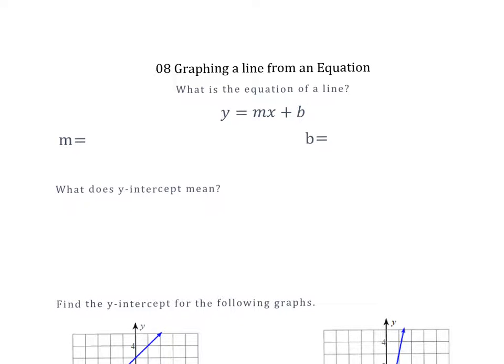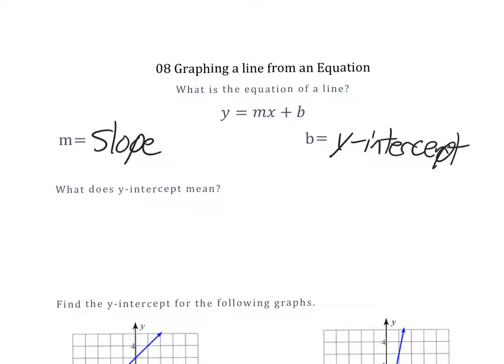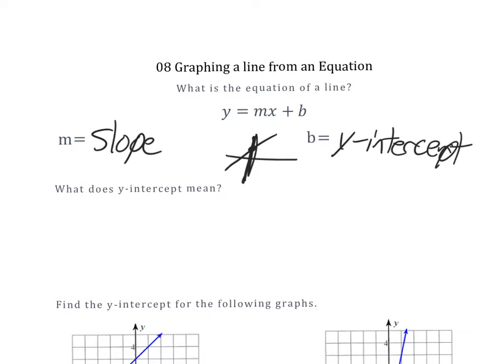So for today, we are graphing a line from an equation. So what is the equation of a line? It's y equals mx plus b. M stands for my slope, and b is my y-intercept. So thinking about it, slope, we've already talked about a bunch. A y-intercept, though, that is where on a graph your line crosses your y-axis.